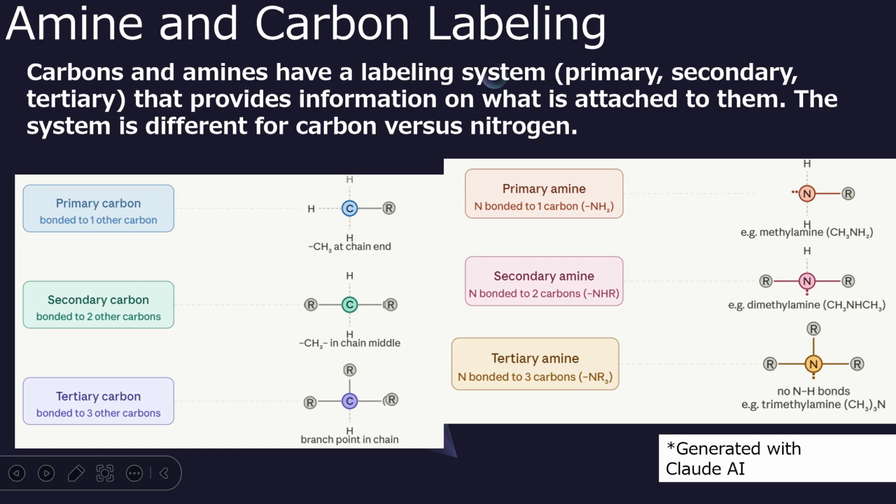That's primary amines. Secondary amines will have 2 N-carbon bonds and only 1 N-H bond. For example, dimethylamine, CH3NH-CH3. 2 of those carbons are attached to the same nitrogen. And then tertiary amine, this is when the nitrogen is bonded to 3 carbons and there are no N-H bonds. So trimethylamine is an example there. So these systems are slightly different, but you definitely need to know both.